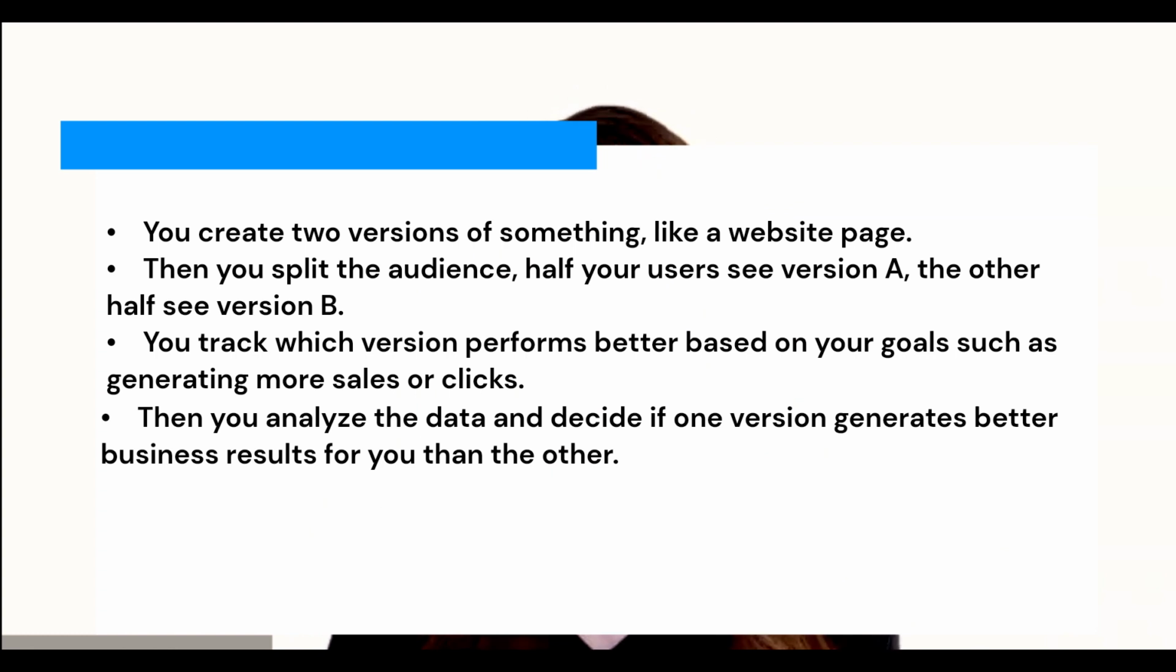You create two versions of something, like a web page, and then you split the audience. Have half your users see version A and the other half see version B. Then you track which version performs better over time based on whatever your goals are. Maybe that's generating more sales or getting more clicks.